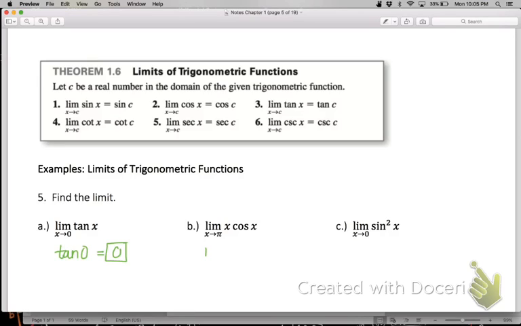For b, we're going to plug in and we get pi times the cosine of pi. The cosine at pi is -1, so we just get negative pi. And then lastly, we want the sine squared of 0, so that means we want sine squared of 0. Sine at 0 is 0, and 0 squared is also 0. Okay? So that's where we're going to stop for today. This should be just basic direct substitution.